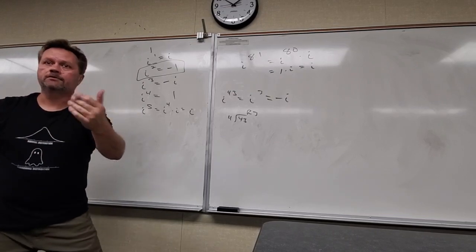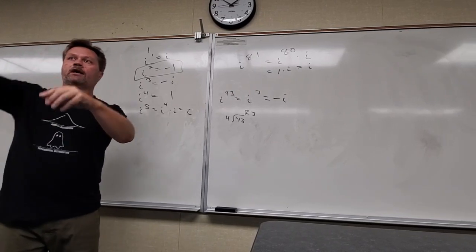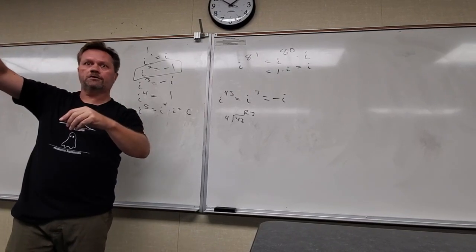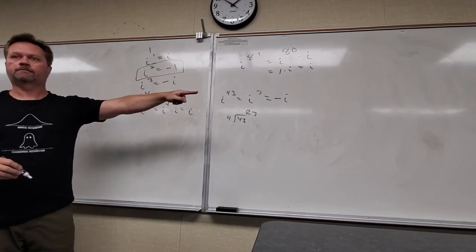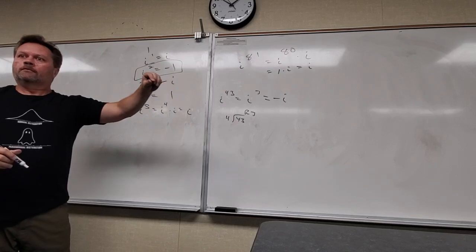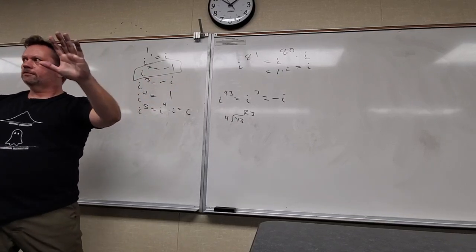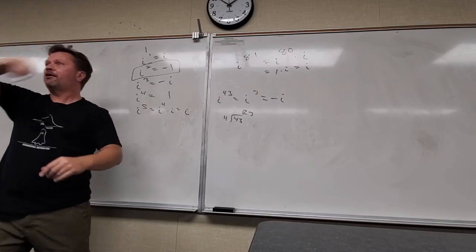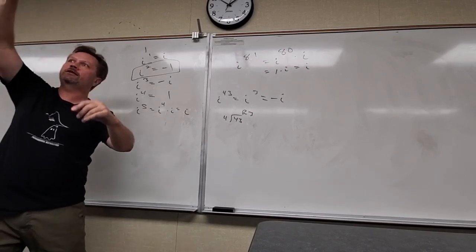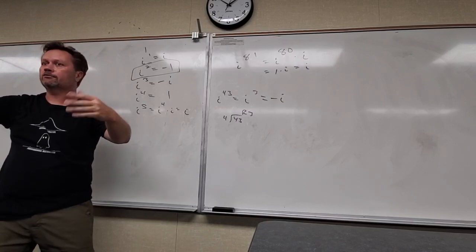4 goes into 43 10 times. All that matters is the remainder, because I take out all the full turns, and then I have 3 turns left. Negative i. So every multiple of 4, I just come back to 1. So just take out all the multiples of 4, and then just see how many steps past that did you go. What's the remainder?